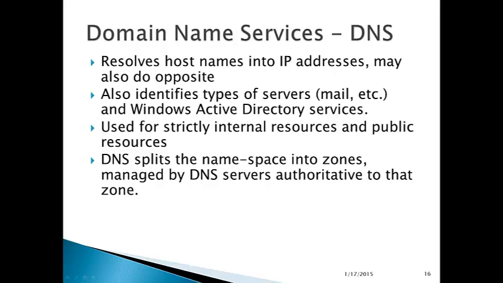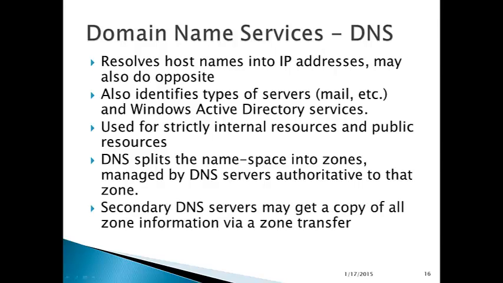So, if somebody's looking up www.myveryownwebpage.com, there is an authoritative DNS server for www.myveryownwebpage.com that lists all the stuff there. Other domain name servers may copy that information and cache it for the purpose of convenience, for speeding and expediting things. So secondary DNS servers may get a copy of all the stuff via something called a zone transfer, which is just a major dump of all of the DNS information about a zone.